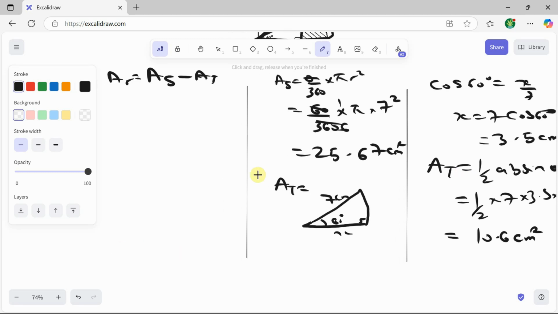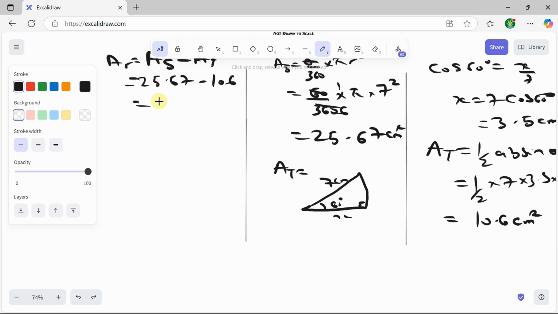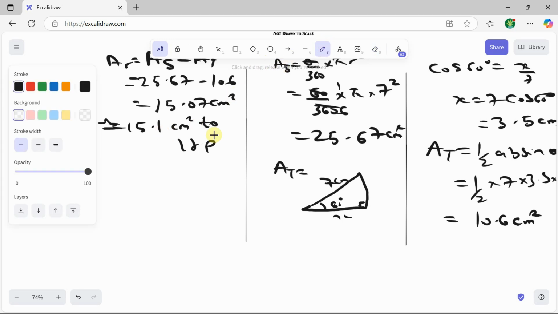I can find the area of the remaining parts by saying 25.67 minus 10.6. So if you subtract this, we're going to have 15.07 centimeters squared. So to one decimal place, that will be 15.1 centimeters squared. Right, it should never be 10, let's just say 1. So 15.1 centimeters squared to one decimal place.